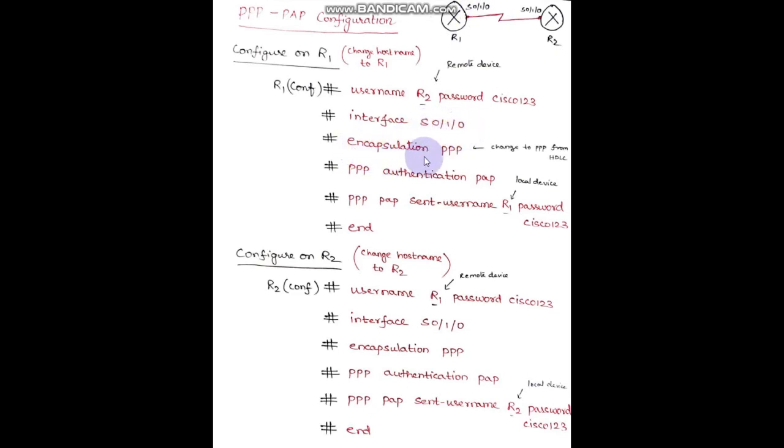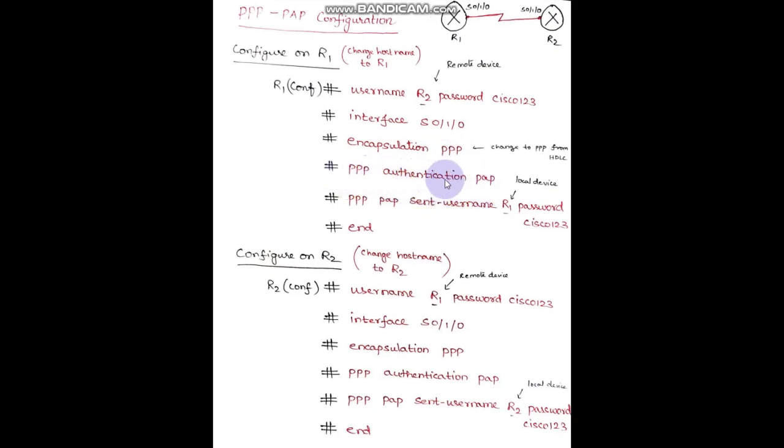Then encapsulation PPP. This is the command actually used to change from HDLC. By default, HDLC will be there, already I told you. So by using this, we are changing the HDLC into PPP. Till here, if you stop the command, then this router is enabled with PPP, not with PAP authentication. Remember that.